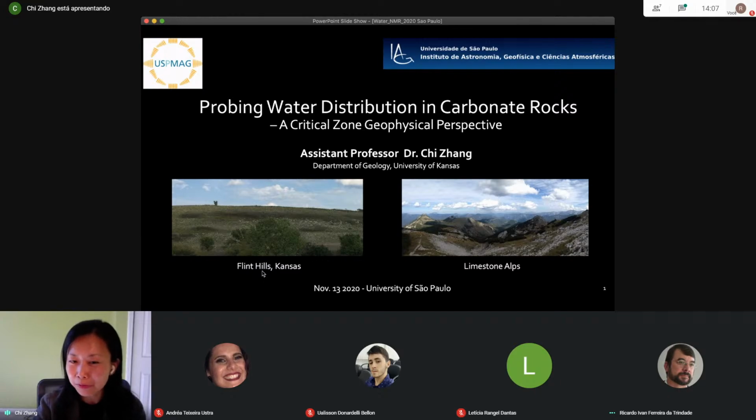I just want to give you a very quick overview of these two pictures. This is where I'm from, basically, on the left, the Flint Hills, Kansas, which is a tallgrass prairie, and it's also a dedicated long-term ecological research site. It's a beautiful area and has the best scenery in the Midwest of the US. You see all this tallgrass prairie, especially wonderful if you go there during sunset. And on the right, it's also related to carbonate rocks, which is the limestone Alps.